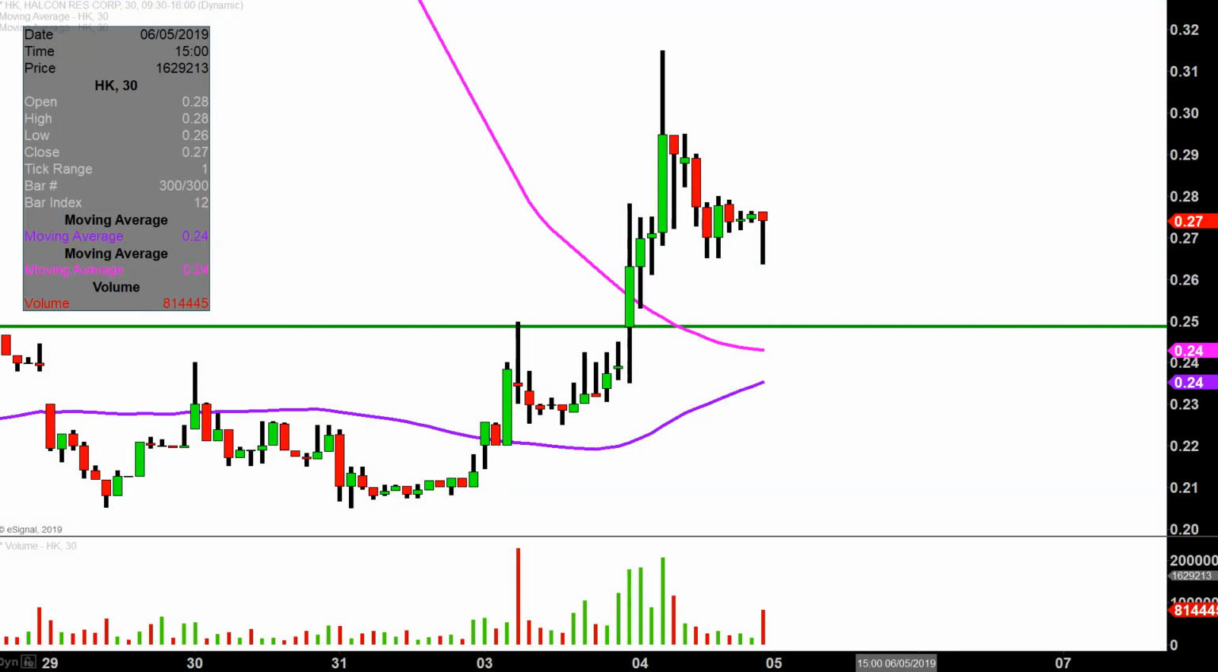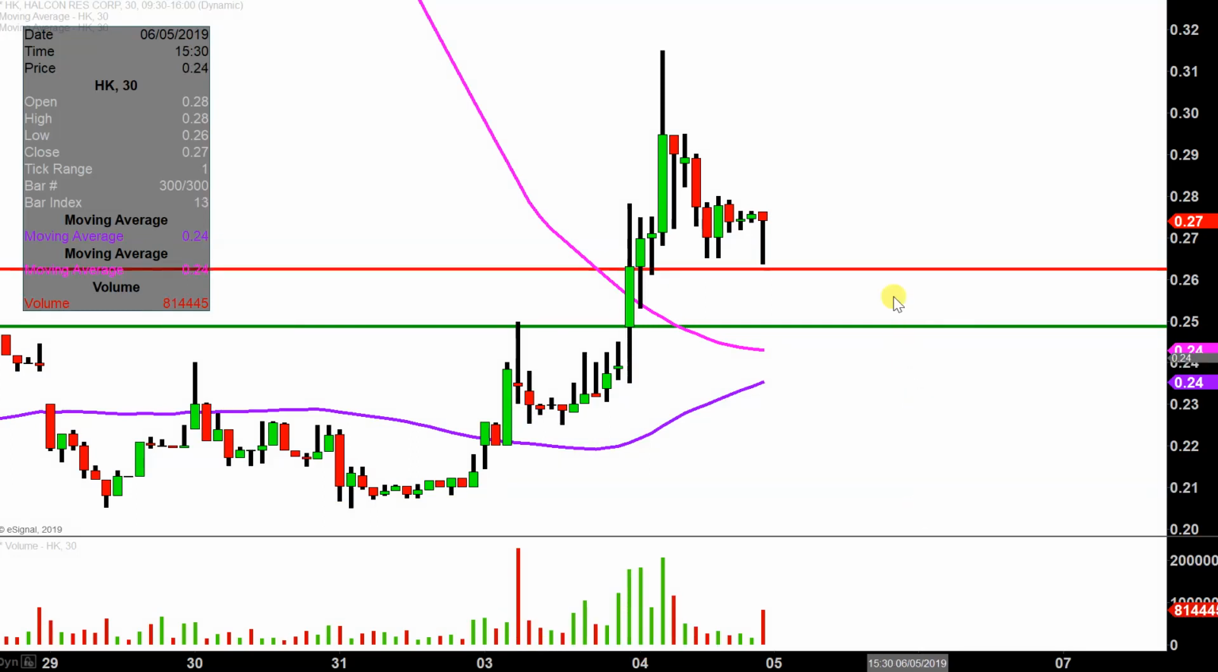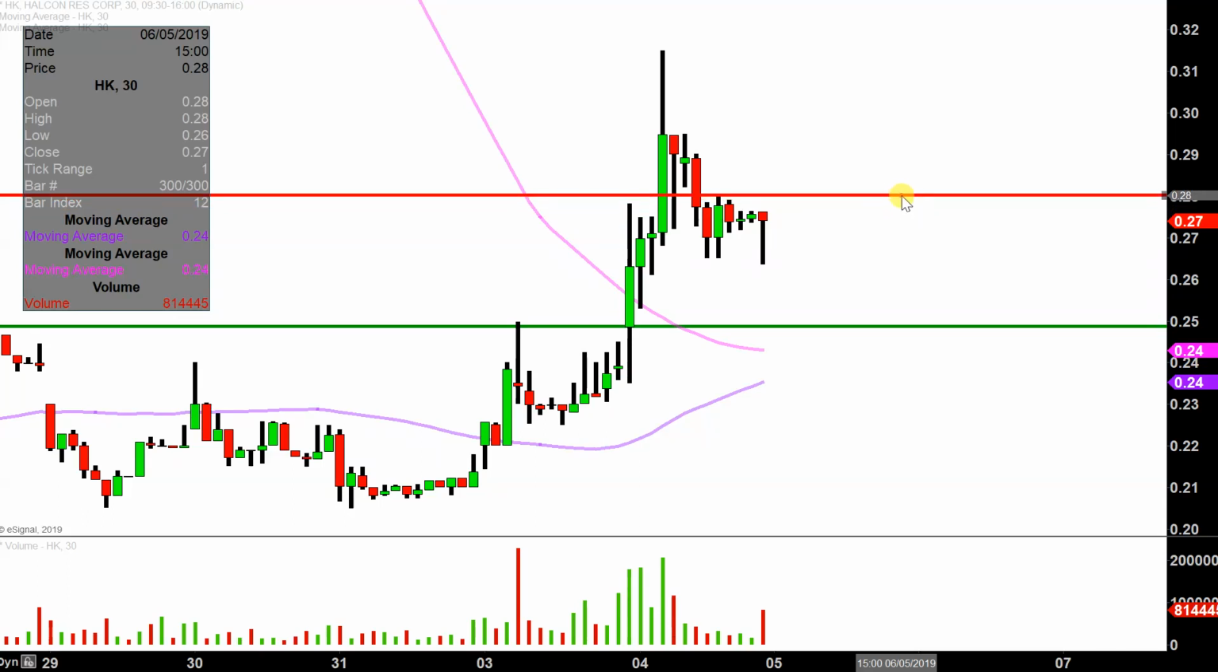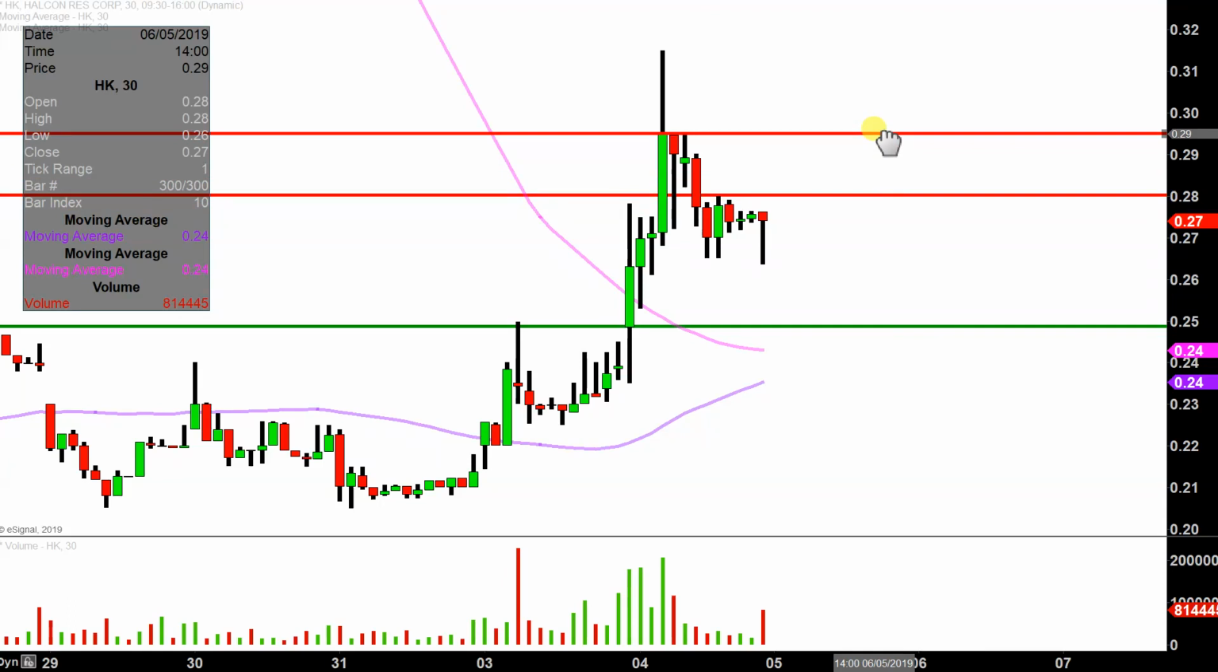What about levels of resistance? In terms of where the sellers are, in the very near term, there seem to be some right there at 28 cents. And then if the price can push through 28, the next key level is right up there at 29.5. So 28 and then 29.5 are the next couple areas of resistance going forward.